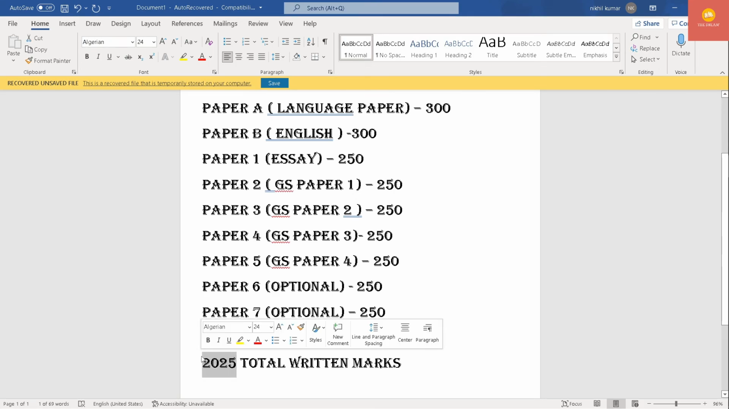From this, you have to get around 50% of 2025, then you will get a good rank. We will talk about ranks on the basis of marks in another video. That is, we will talk later in another video about which rank will make you IAS, which rank will make you IRS, and at the same time about rank according to the marks.